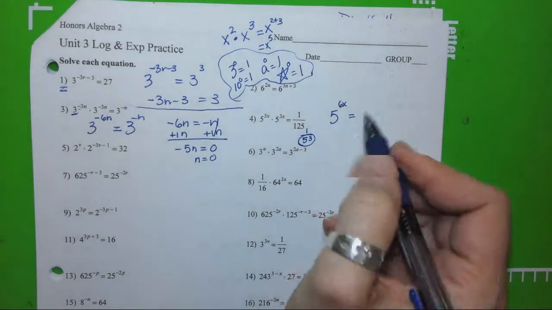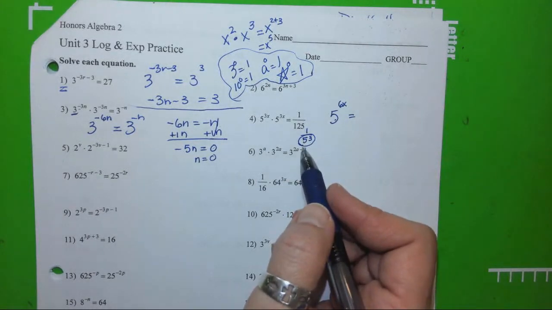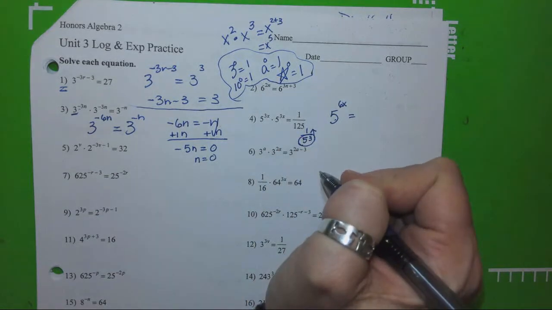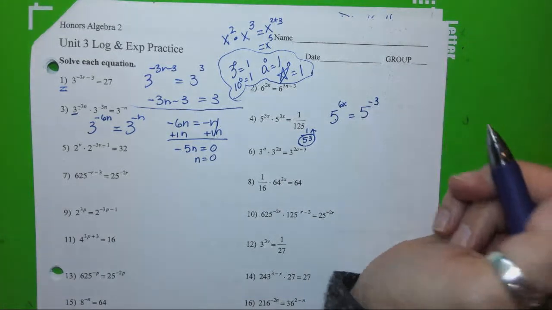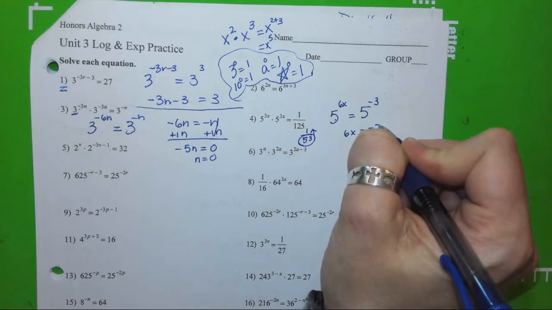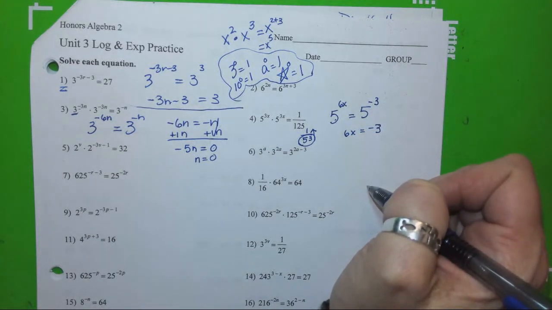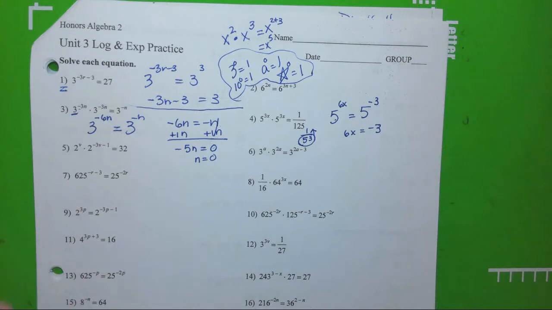But if I take that, it's still not the same base. This base is 5. This base would be 1/5. So if I force it to the top, what does it become? 5 to the negative third. Now I have the same base, and I can say 6x equals negative 3, and I can finish it. Okay? Questions there?